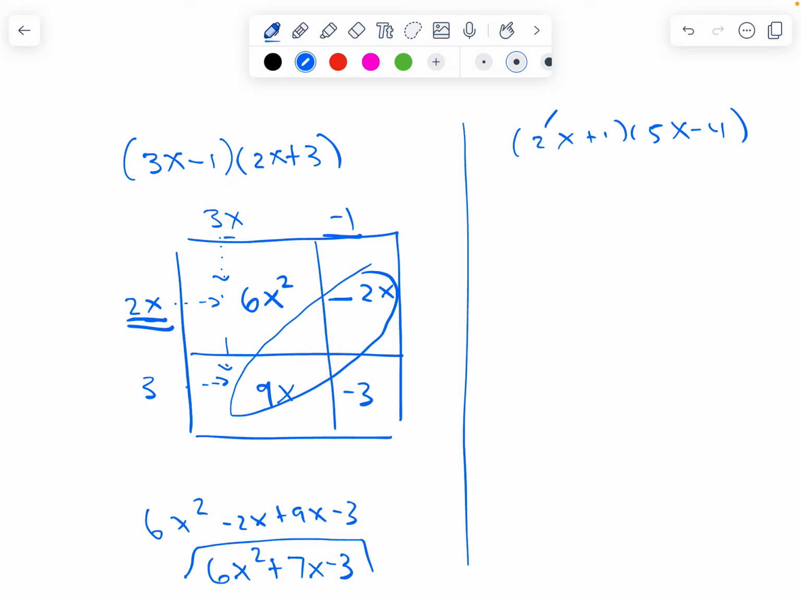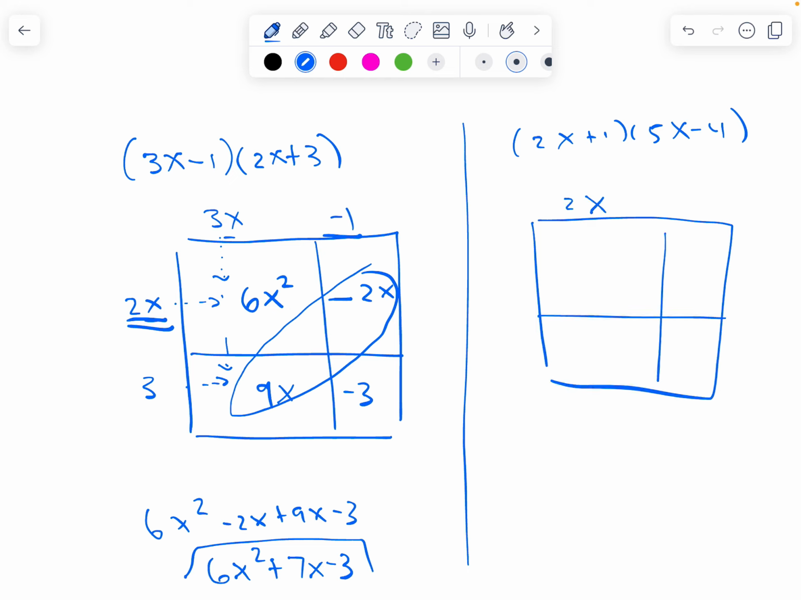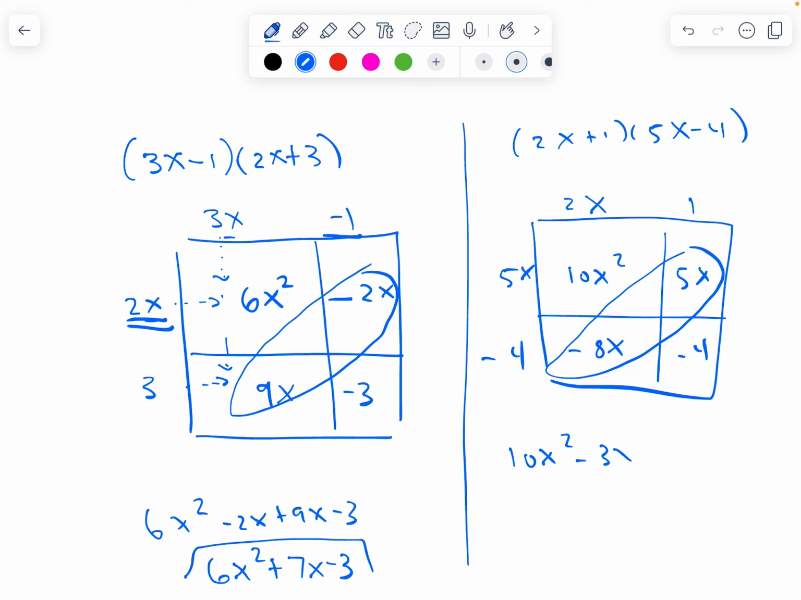Okay, so we multiply that and that. Let's do this with a box, actually. So you've got your box. Got your 2x, 1, you have your 5x and the minus 4. That's going to give you 10x squared. That's 5x. That's negative 8x, and that's negative 4. Combining these ones, you end up with 10x squared minus 3x minus 4.